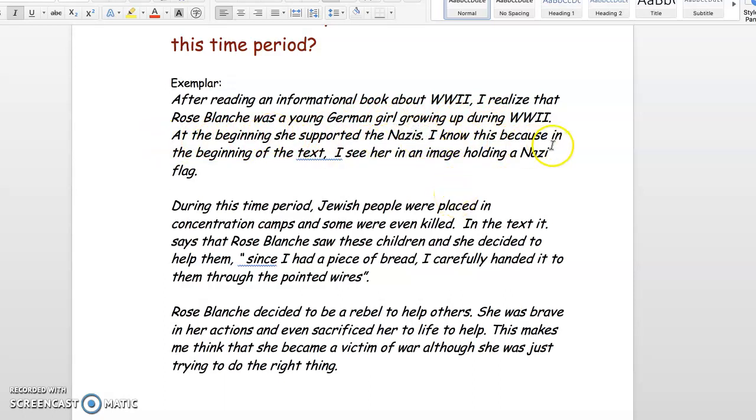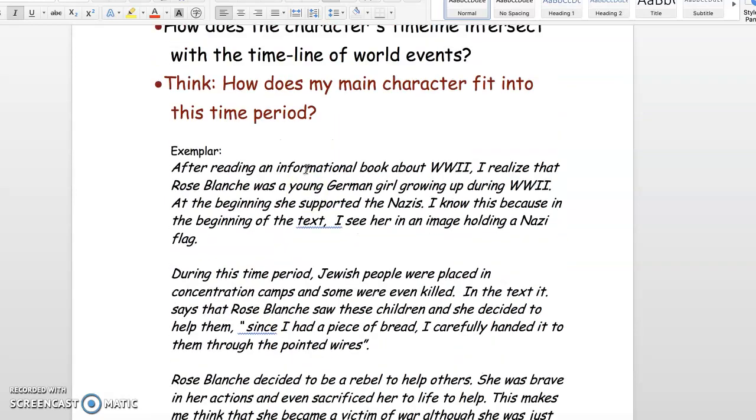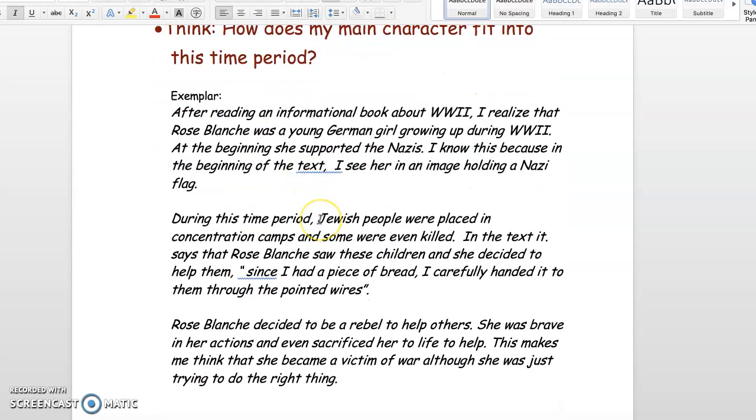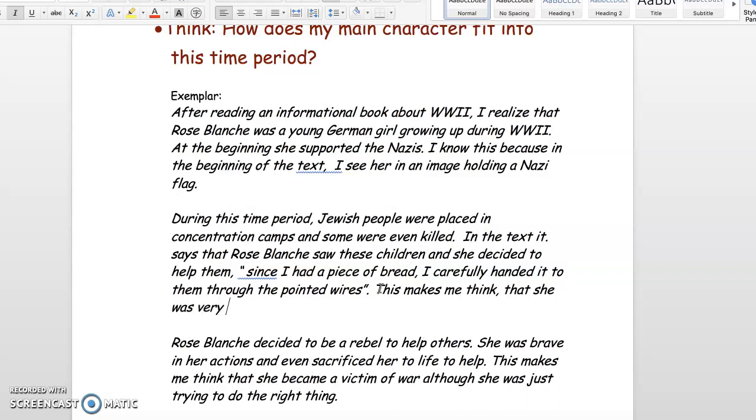Let's change that. I know this because in the beginning of the text, I see her in an image holding a Nazi flag. During this time period, now I'm answering question 2, Jewish people were placed in concentration camps and some were even killed. In the text, it says that Rose Blanche saw these children and she decided to help them. And now I give the evidence: "Since I had a piece of bread, I carefully handed it to them through the pointed wires." I can even add my thinking, like this makes me think, I'm going to add interpretation, that she was very brave.